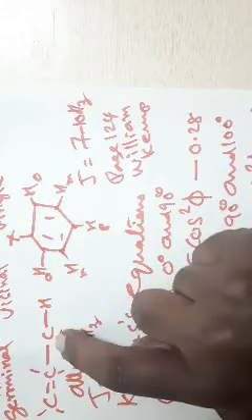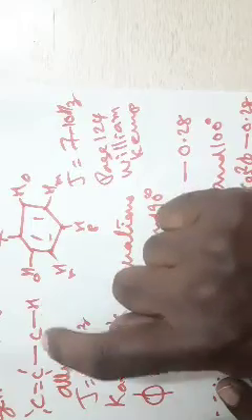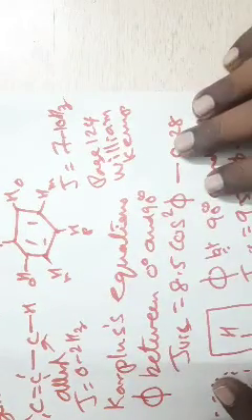And you have allyl protons. A carbon attached to a carbon-carbon double bond is called the allyl carbon. Protons attached to that carbon are called allylic protons. This is the allylic position. And the aromatic protons.